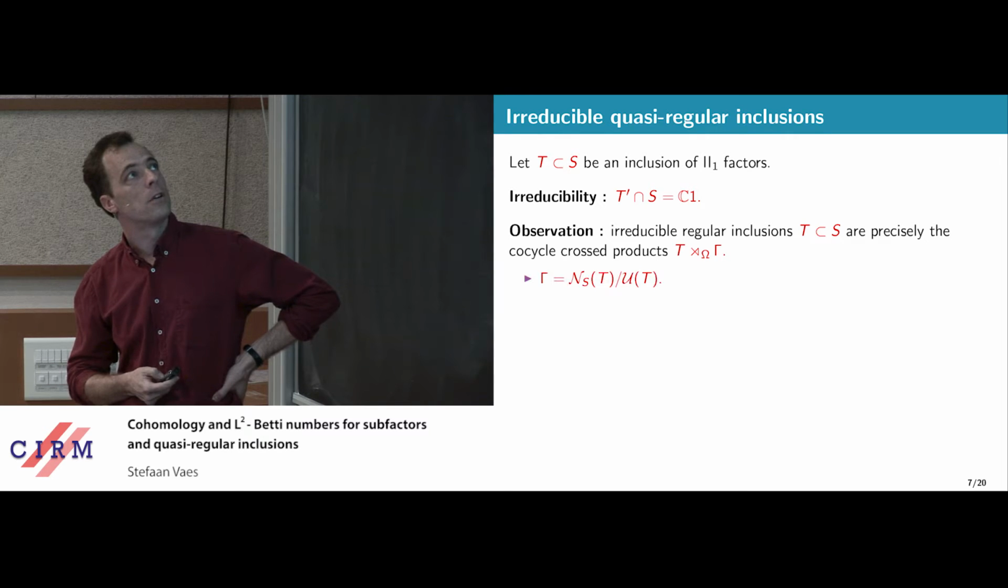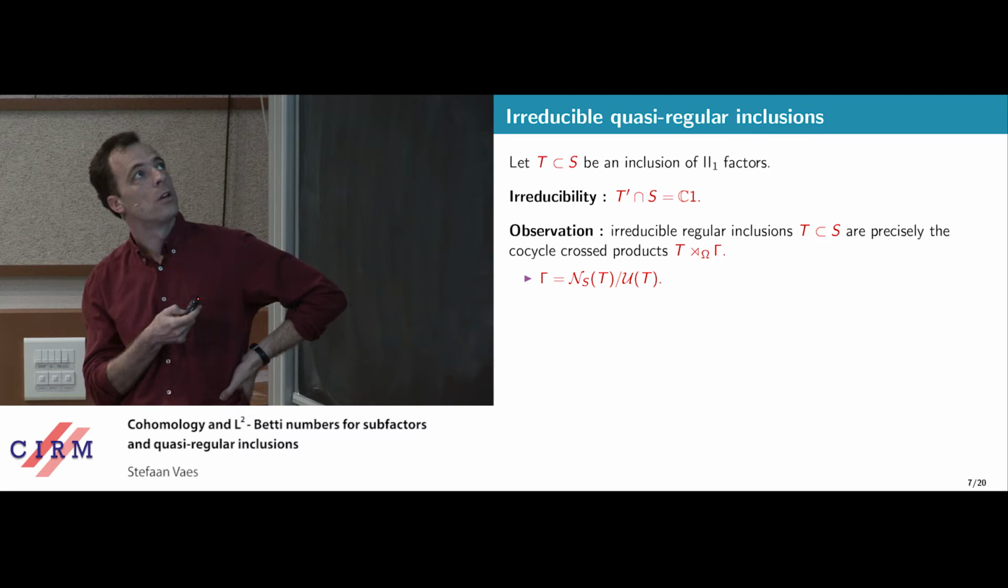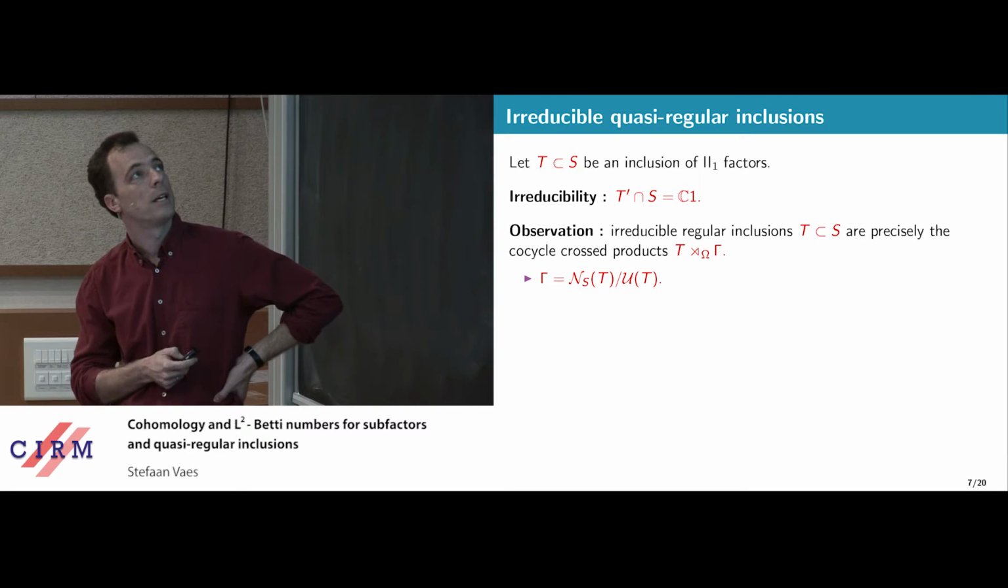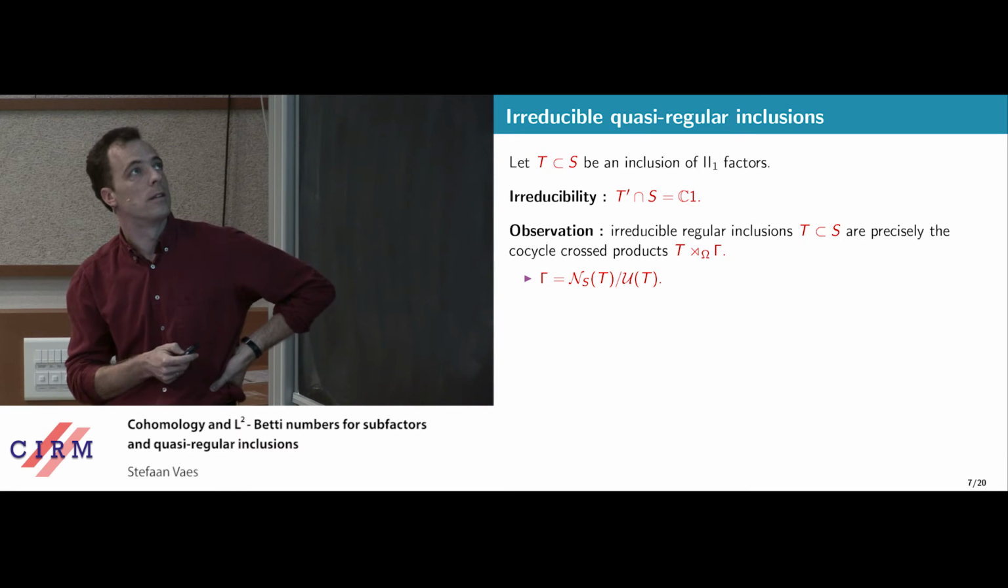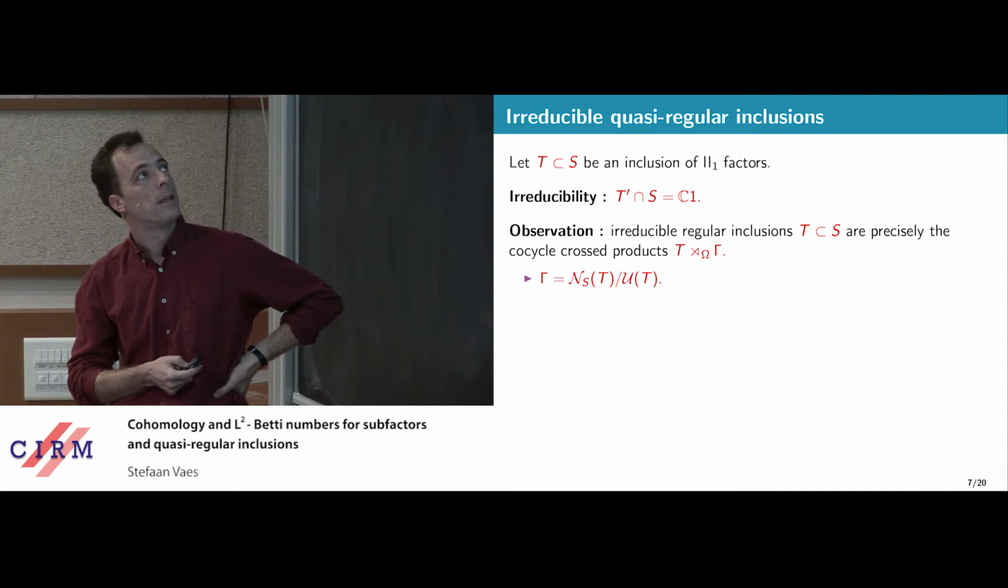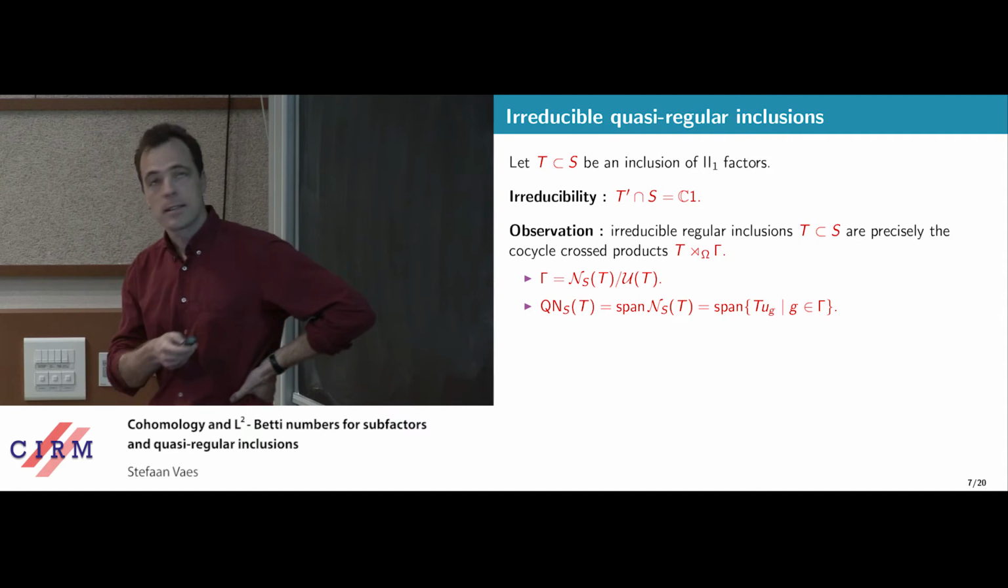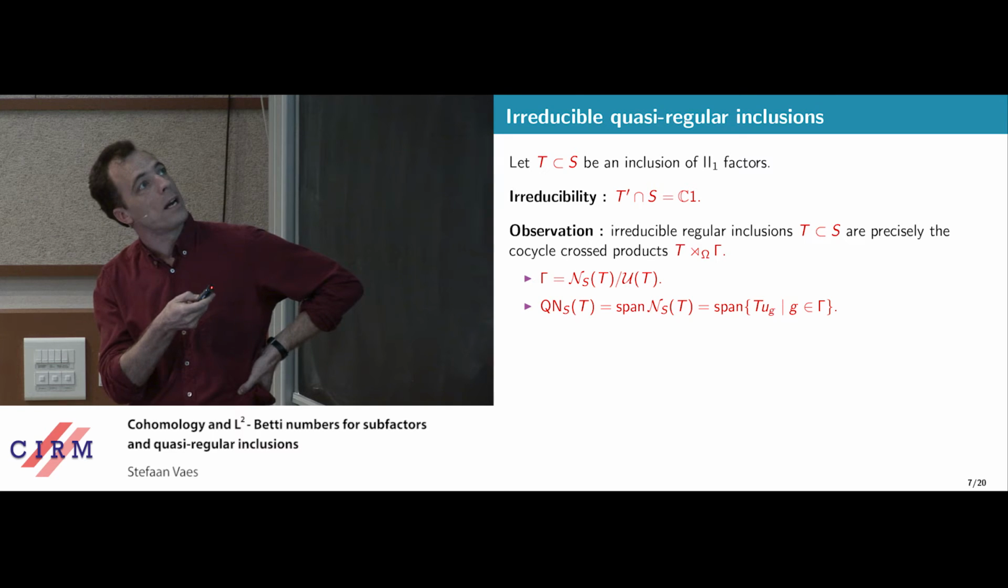And here it's a very easy observation how to recover the group. If you have an irreducible inclusion, you can look at the normalizer, the unitaries that normalize T, and divide them by the unitaries in T, who obviously normalize T, and that gives you the group gamma. Okay, in that particular example, the quasi-normalizer and the normalizer are one and the same thing, up to a linearization that you take.